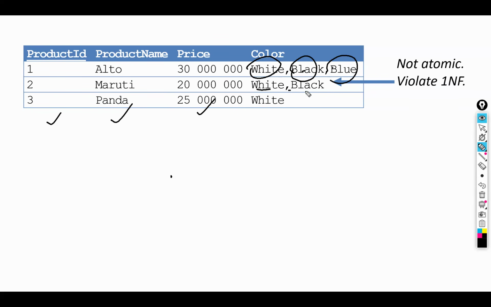Maruti, white and black. So that is violating the first normal form. Maybe those are the same price, but different colors. So now we need to take this to a different table and create a one-to-many relationship. That will make those two tables both in first normal form.